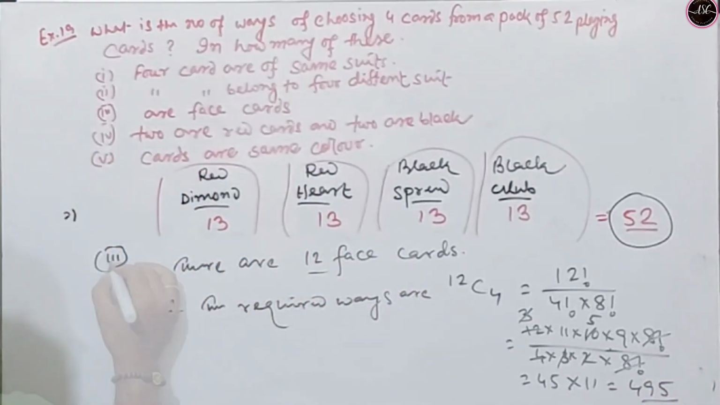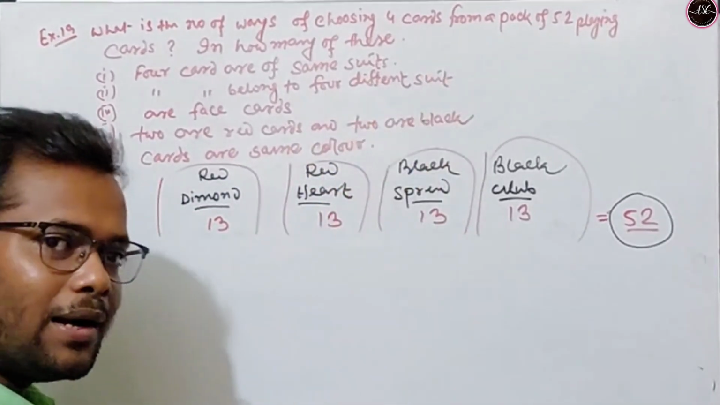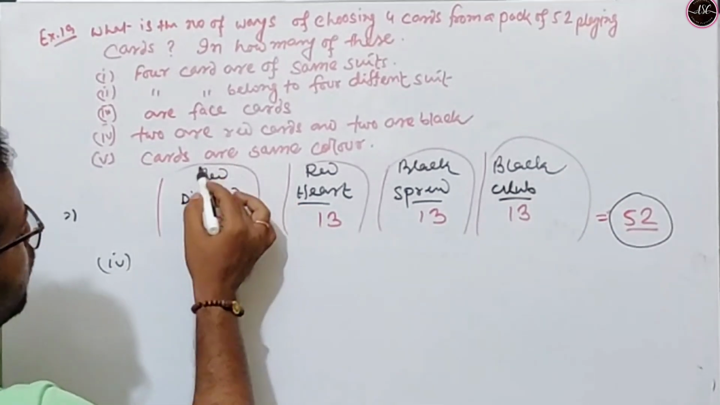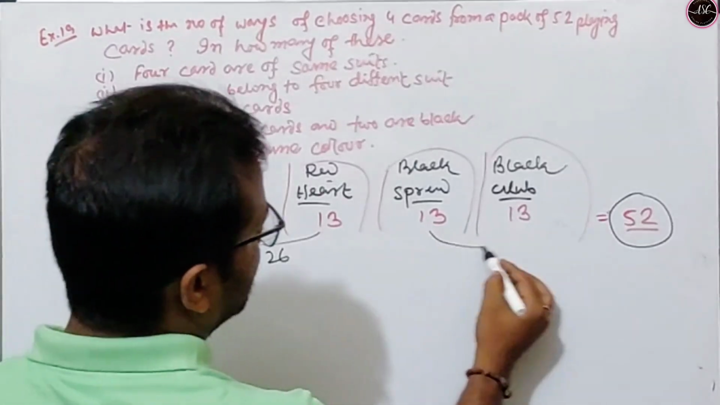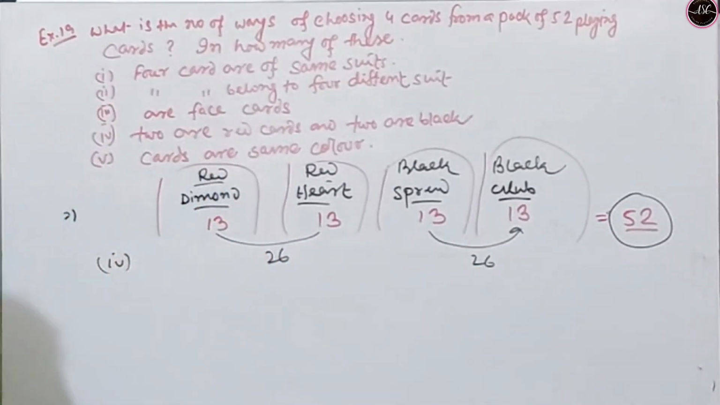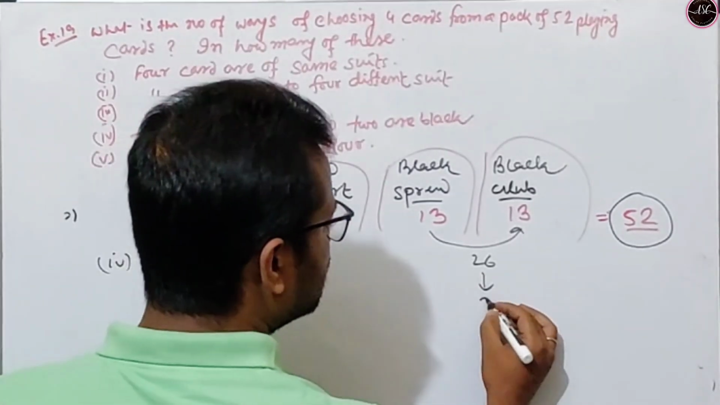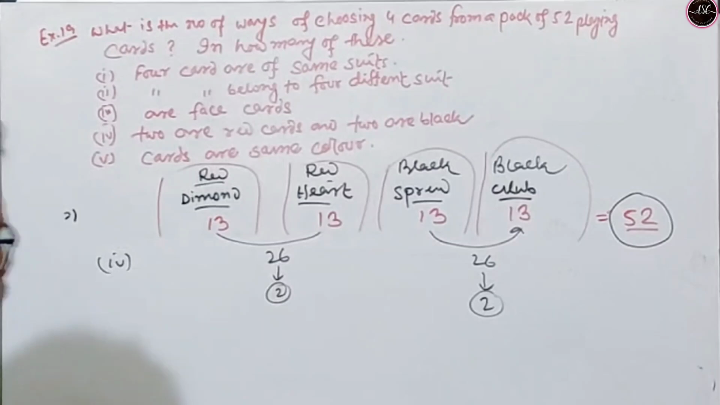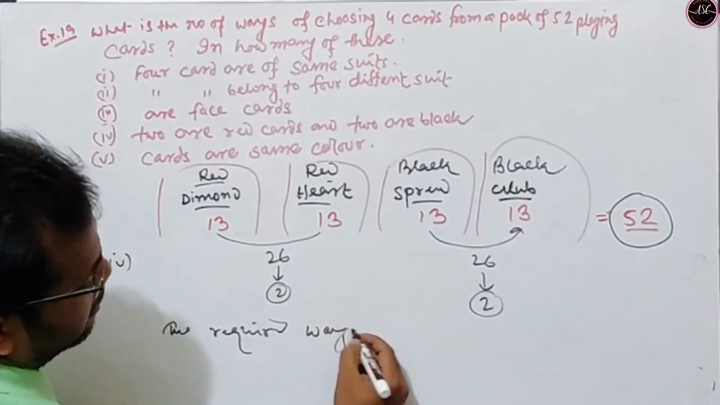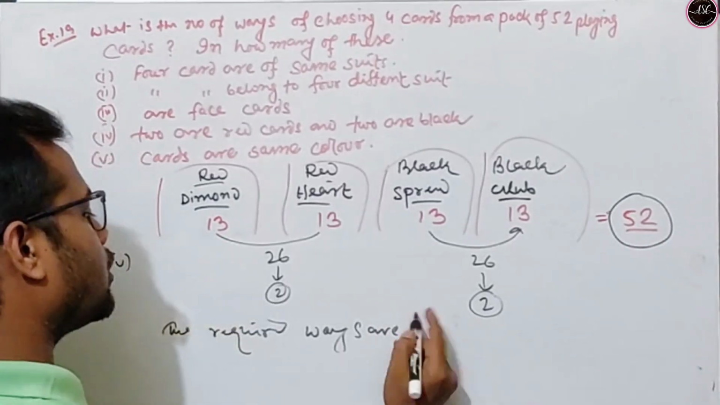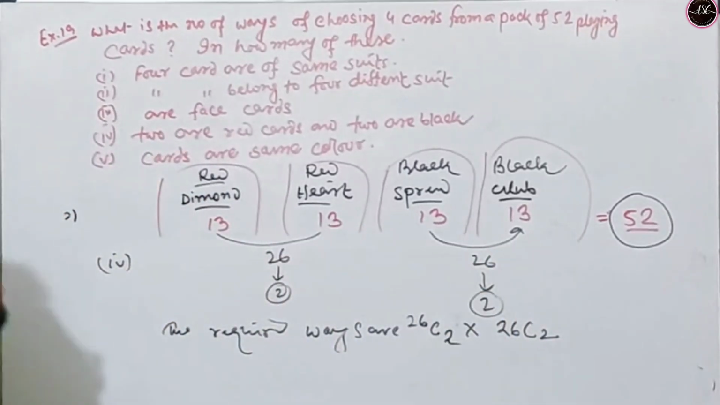So 495 ways. Okay. Now for the fourth, 2 are red cards and 2 are black cards. Okay. So here we have seen that here total red cards are 26, and there are also 26 black cards. Okay. So here 2 cards can be chosen from here and 2 cards can be chosen from here. Okay. So the required ways are just 26C2 into 26C2. Okay, just solve this.